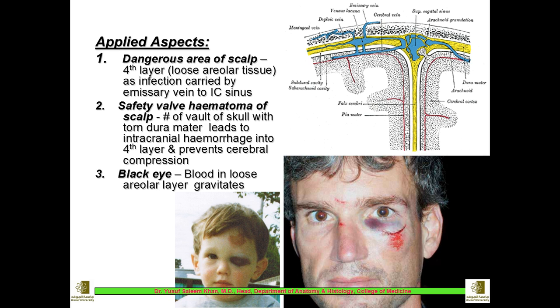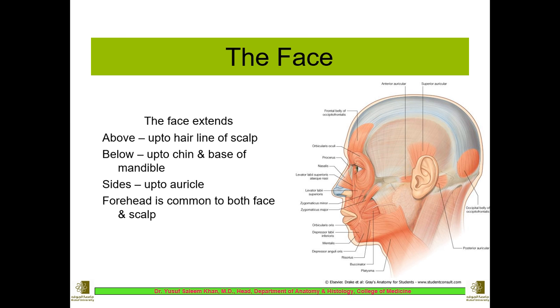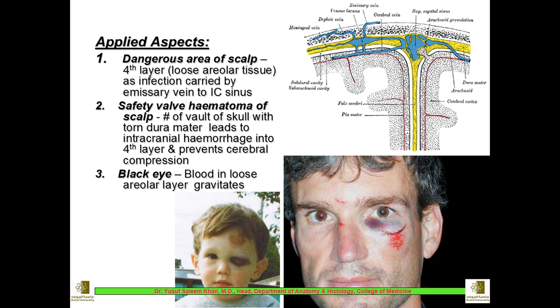So these are the three important applied aspects related to the scalp. One is the dangerous area of the scalp, which is the fourth layer. The fourth layer is also called the safety valve hematoma of the scalp. And the third important applied aspect is the black eye, which is seen with the collection of blood around the eye. So this is all about the scalp.